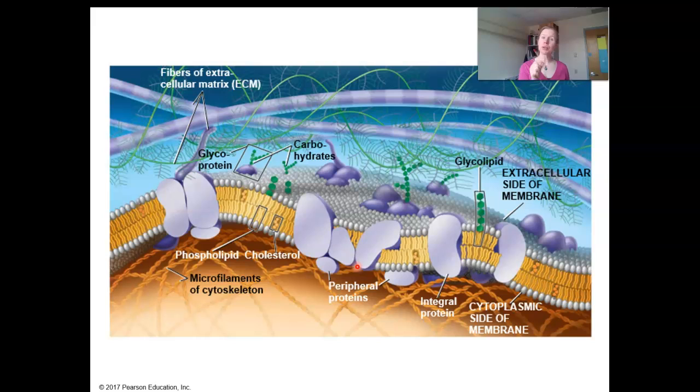A cell has to exchange materials with its surroundings. It needs to dump wastes out of the cell. It needs to bring nutrients and things like that in. And those processes are controlled by the plasma membrane, by the cell membrane. It's selectively permeable, so it is going to regulate that traffic, deciding what gets in and out.